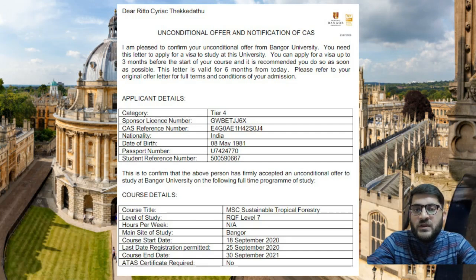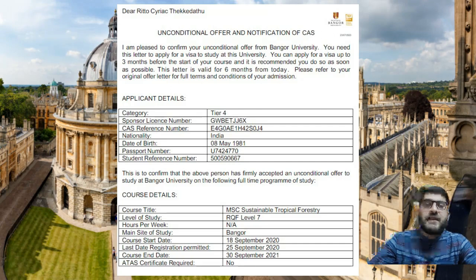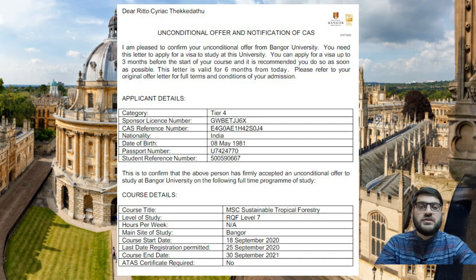As you can see, the name of the student is already mentioned. The category the student is applying under here is Tier 4. Who is the sponsor in this case? The University of Bangor is the sponsor. The sponsor's license number is mentioned over here. Only those who have the license can issue the CAS letter. Then the nationality of the student is India. The date of birth is mentioned, the passport number of the applicant, and the student reference number given by the university.